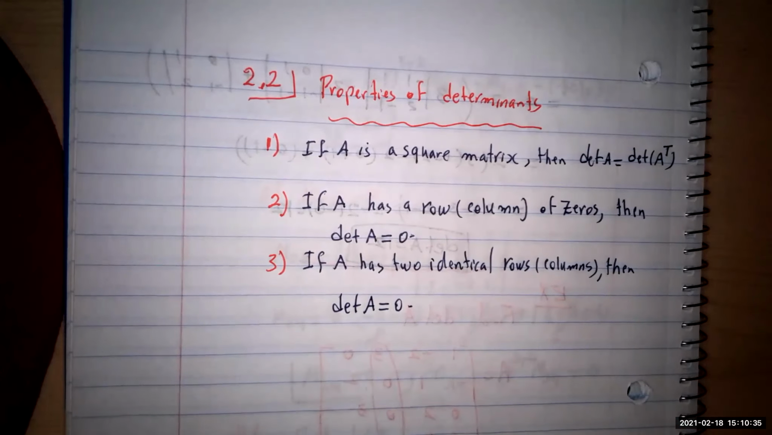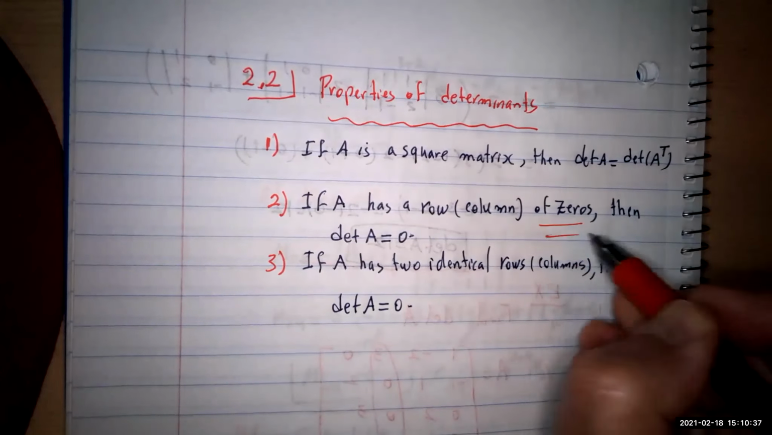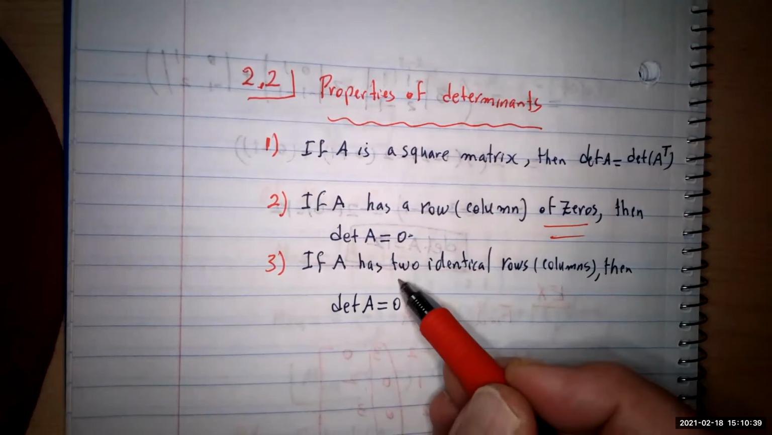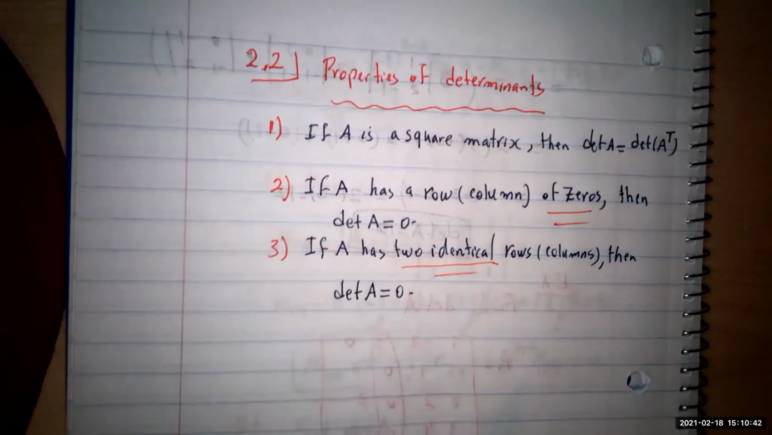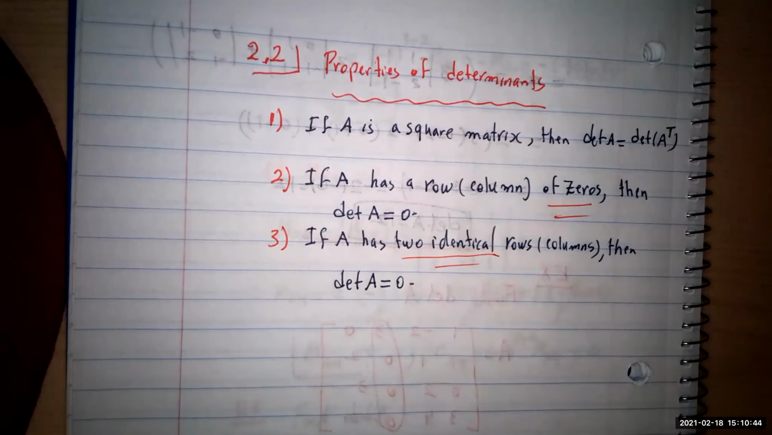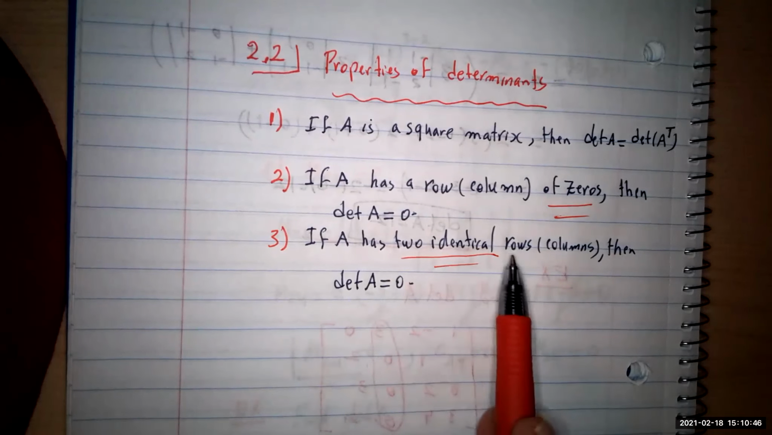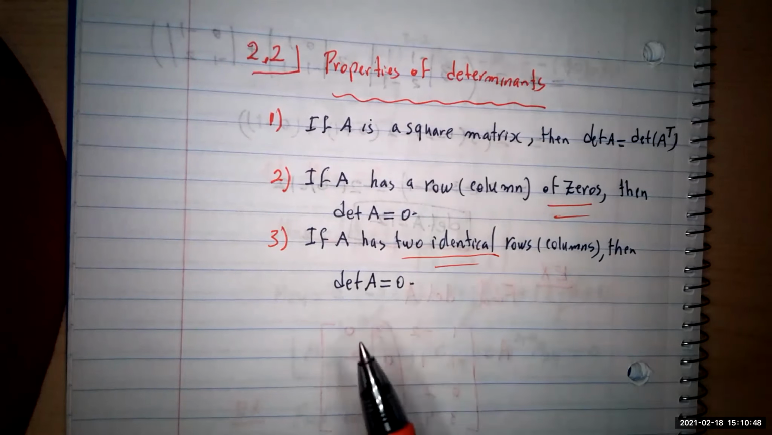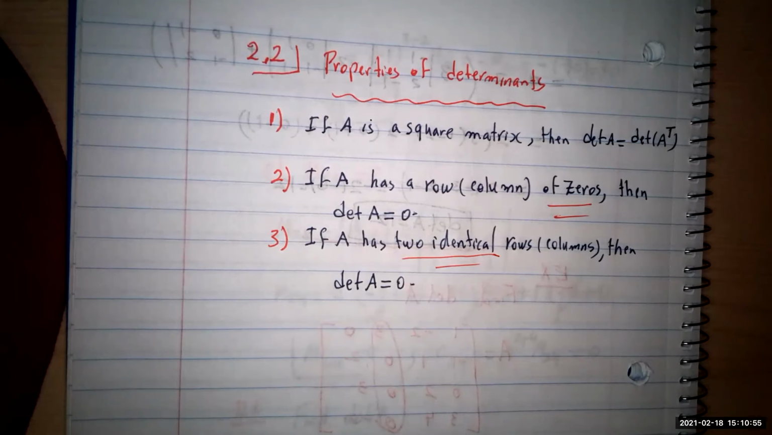So if you get all zeros, the entries are 0, the result is going to be 0, or if you get two identical rows or two identical columns, because we can use the kind of row echelon form. When they are identical, you subtract one from the other, so you get a new row containing all zeros. Okay, that's going to be number 3.